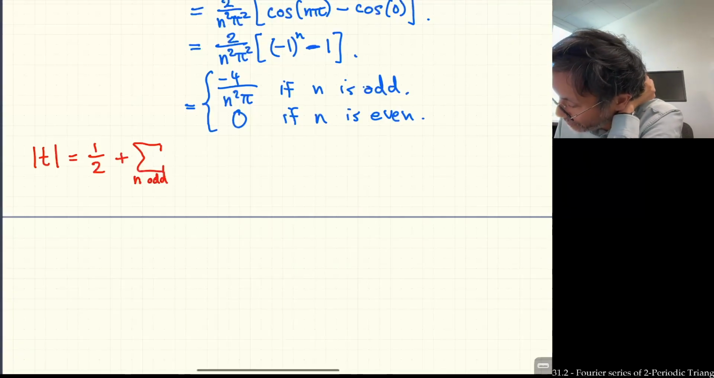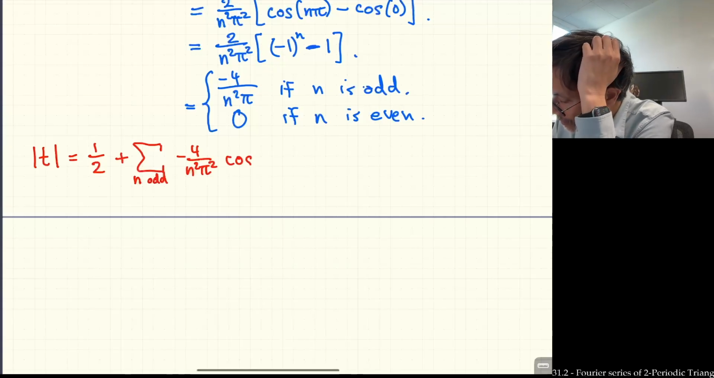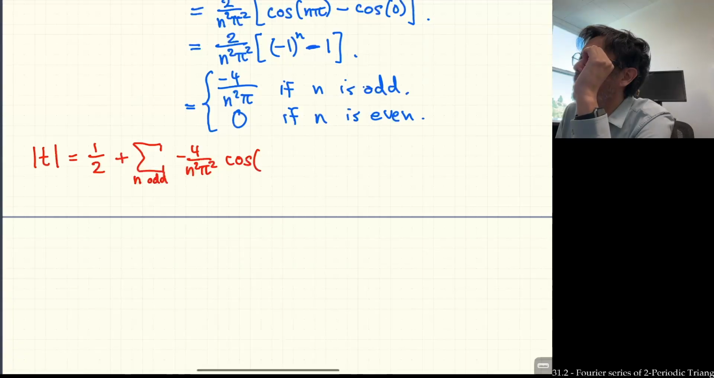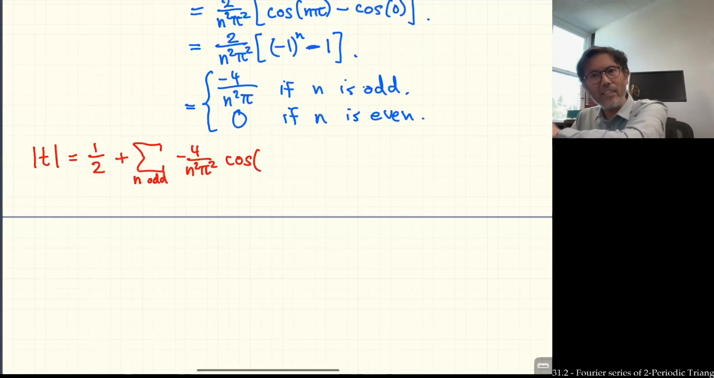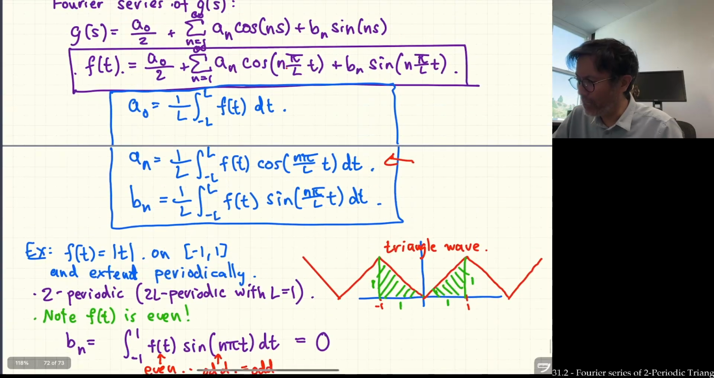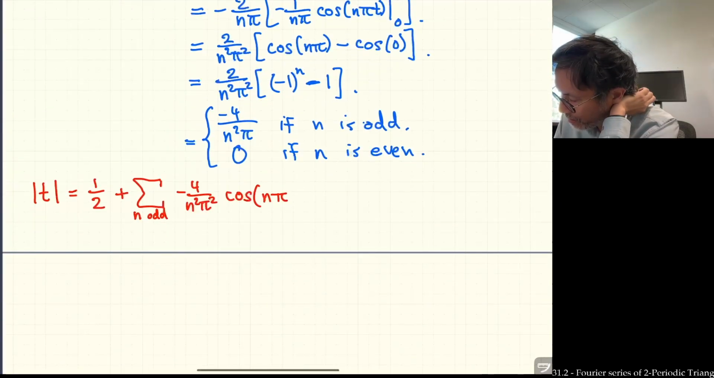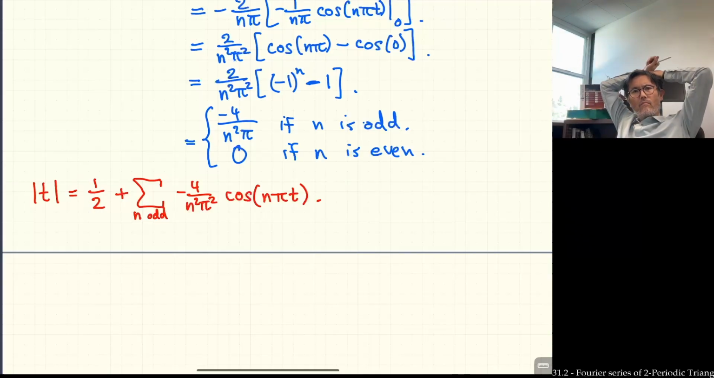of A sub n, which is -4 over n squared pi squared, times, now we write the cosine. The cosine of n pi t, because L is 1. I'm looking back at these formulas here. L is 1 here, so it's going to be cosine of n pi t. Yes, this is what it's equal to.